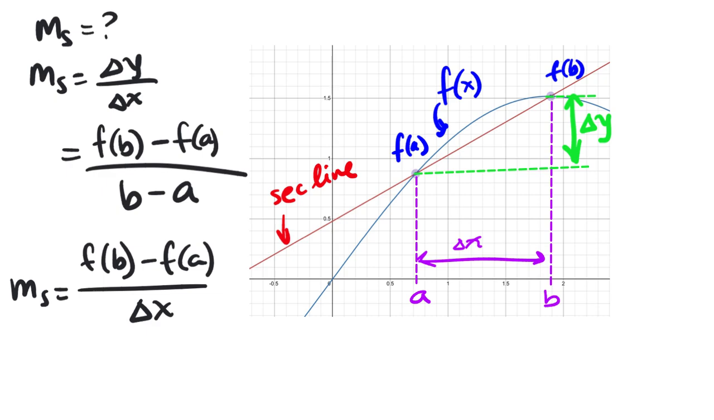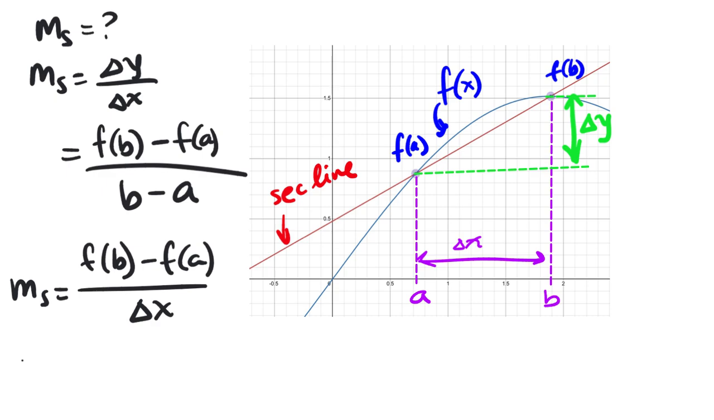In calculus, we want to know when this secant line becomes a tangent line. And that's when this point f of b approaches point f of a. And that means that the x value b gets closer or approaches the x value of a. In other words, delta x gets a lot smaller. So in other words, this delta x has to approach 0.